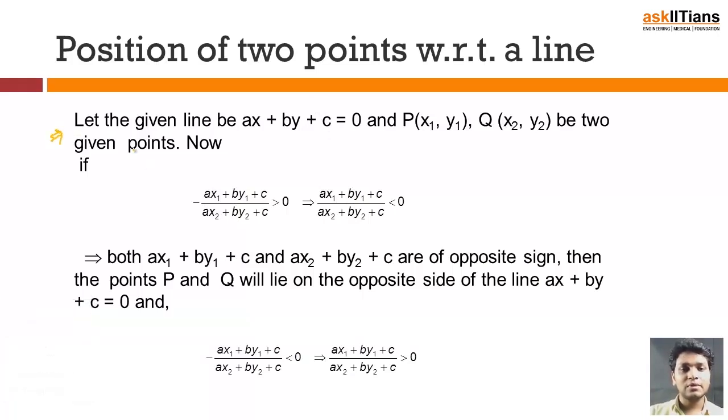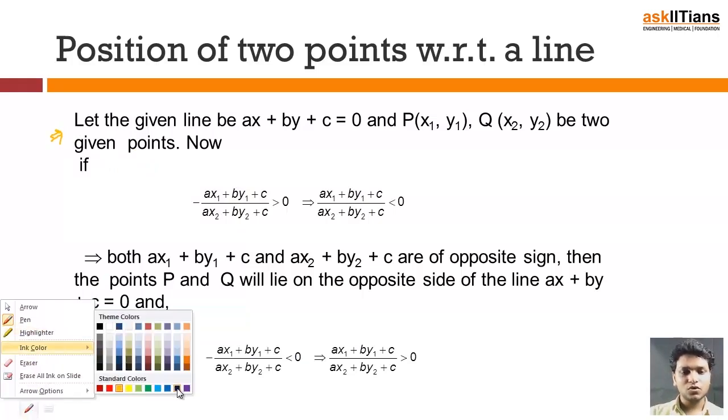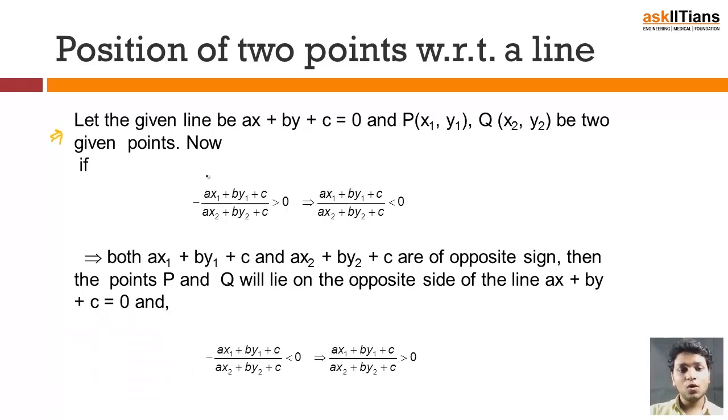So this is the condition which we'll use for position of 2 points with respect to a line. Consider the same line, ax plus by plus c equals to 0, and now we have 2 points P and Q. How are we going to deal with that? Now if minus (ax1 plus by1 plus c) upon (ax2 plus by2 plus c) is greater than 0, consider by putting the first point P into the line and putting Q into the line.